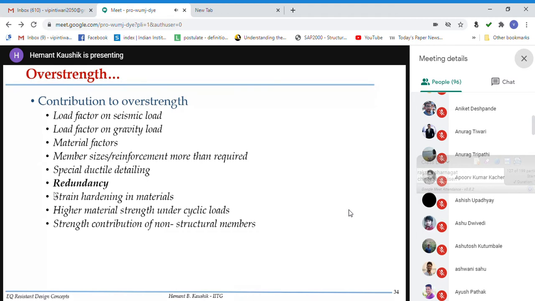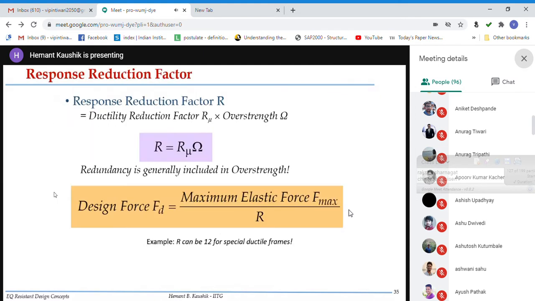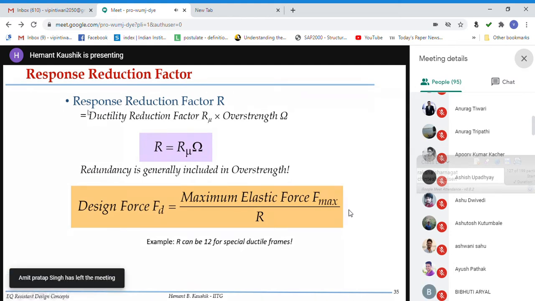then the redundancy, the strain hardening in steel, even in concrete, the higher material strength under the cyclic loads, and the strength contribution of non-structural members. So all of these, and there are certain other parameters depending on buildings. We can have additional parameters that affect this, that contribute to the overstrength. Now finally, considering all this, we can now define the response reduction factor. So this response reduction factor consists of the ductility reduction factor and the overstrength omega.